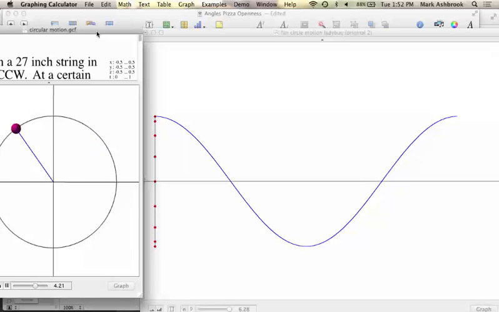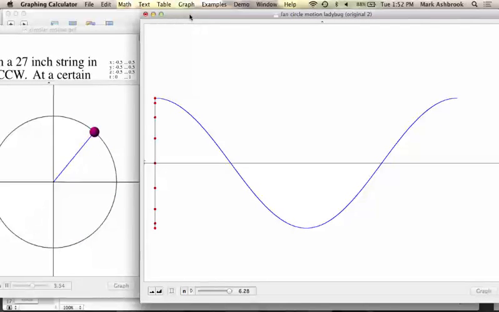Page 275. And I want you to read the setup. So he's spinning a ball on a string, right? He's spinning a ball on a string. And what does it say? What's the details?